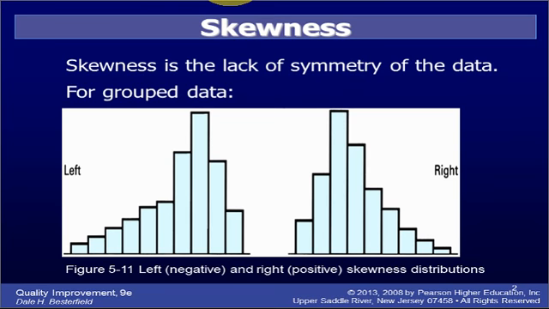Skewness is the lack of symmetry of the data. So for grouped data, we have these two graphs to illustrate the skewness. If the long tail is on the left, then we say that this graph is left skewed or negatively skewed. And if the long tail is on the right, then we say that this graph is right skewed or positive skewed.